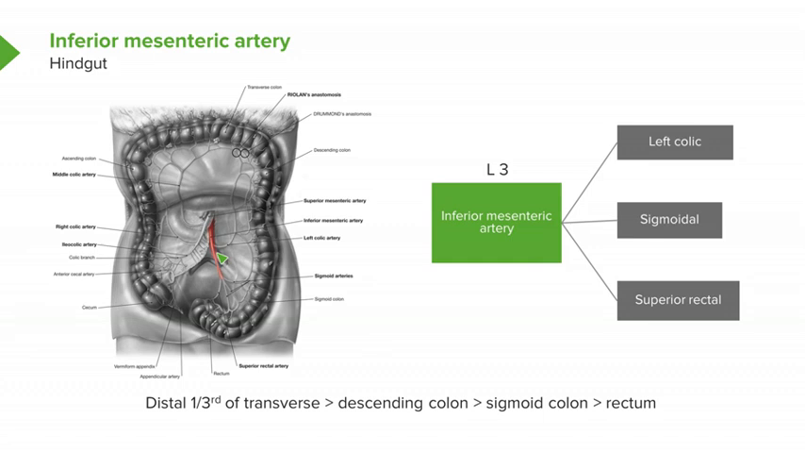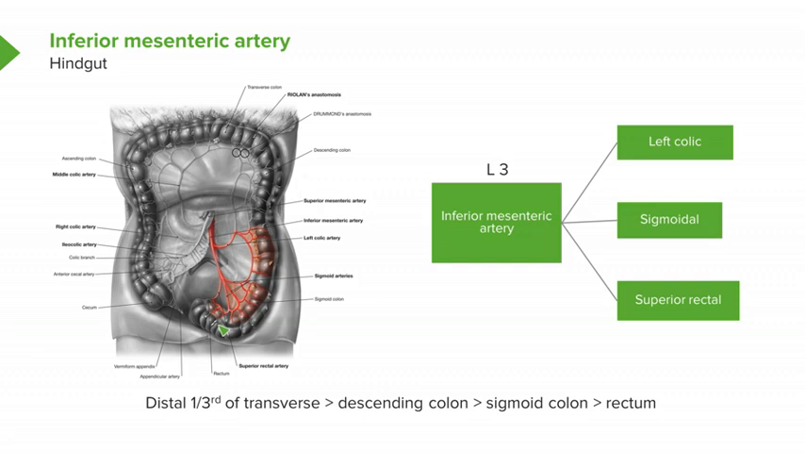the rectum. It does this by the left colic, which we can see passing towards the left, towards the descending colon. It also gives rise to a series, maybe 3-4 sigmoidal arteries, which go to supply the sigmoid colon. And then it gives rise to a superior rectal artery. And this will be the one that's most continuous with the inferior mesenteric artery.